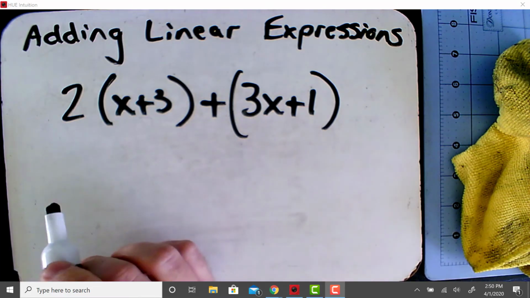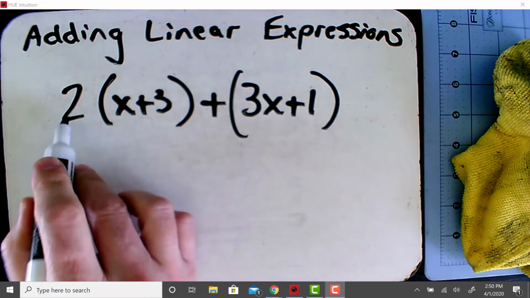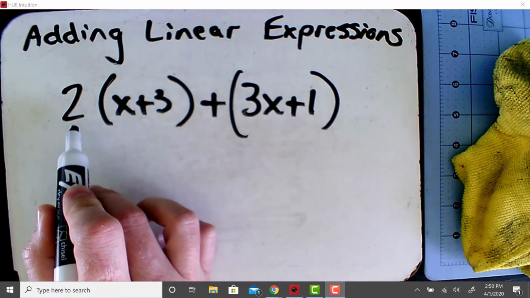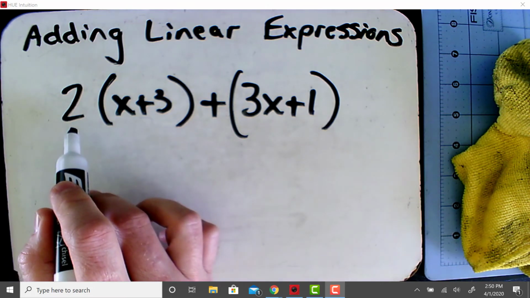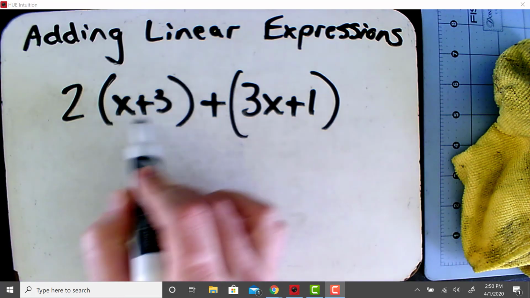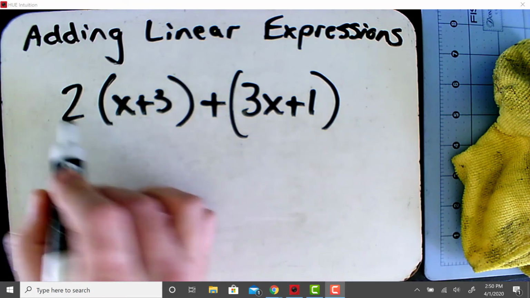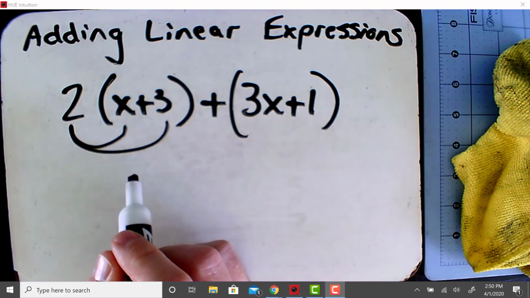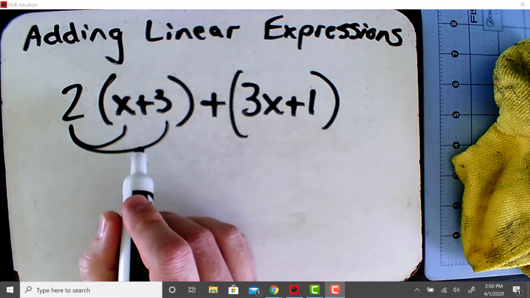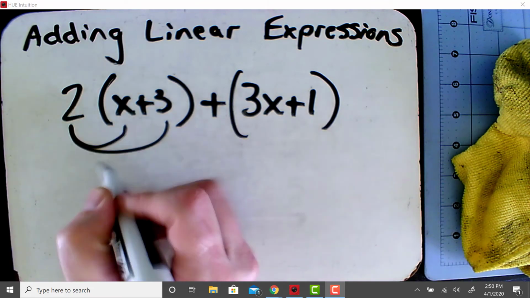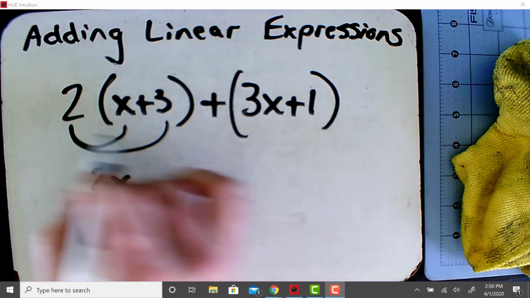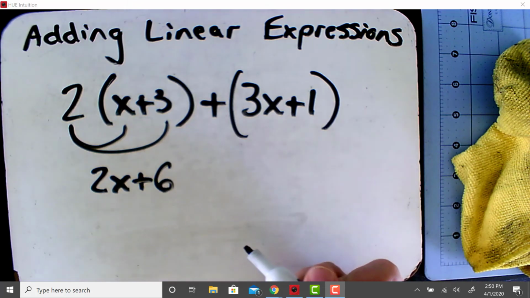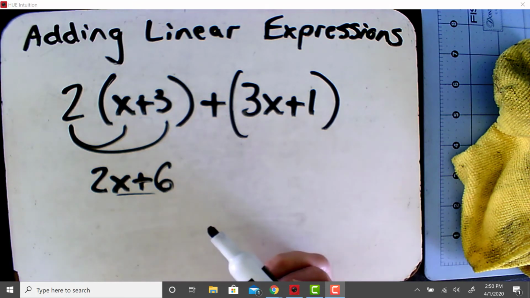In this example, you're going to notice that there's something a little bit different about it. I've got this 2 on the outside. Now, if we go back to lesson 4 and what we learned about distributive property, we know how to deal with this 2. When I've got something in parentheses being multiplied by something outside it, then I can use distributive property to distribute that 2 to both things inside the parentheses. So I'm going to simplify this a little bit by doing distributive property. 2 times x is going to get me 2x, and 2 times 3 is going to get me 6. It's a plus sign between them, so I keep the plus sign. Now I've got a linear expression, 2x plus 6.